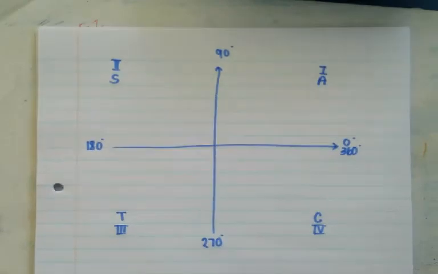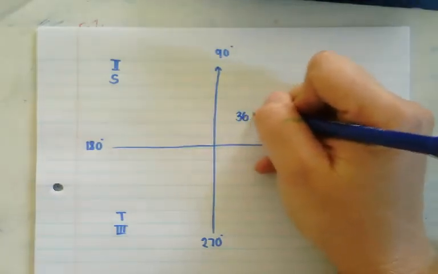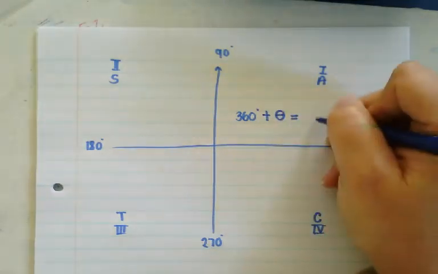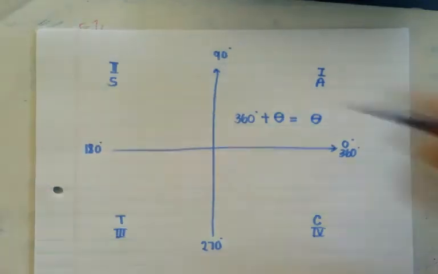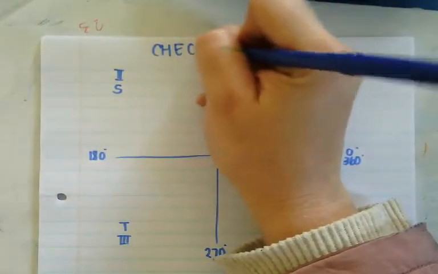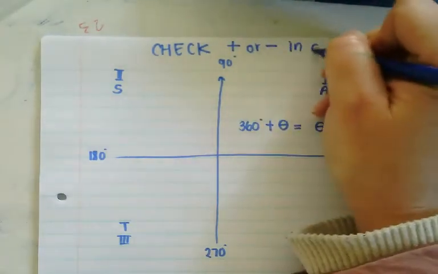The first reduction formula that we learned a few weeks ago that we didn't even know was a reduction formula was that 360 plus theta is the same as just theta. And because sine, cos, and tan are all positive, they would all be positive theta. So remember that we need to check those quadrants every time we do something in a new quadrant. Check positive or negative in the quadrants.